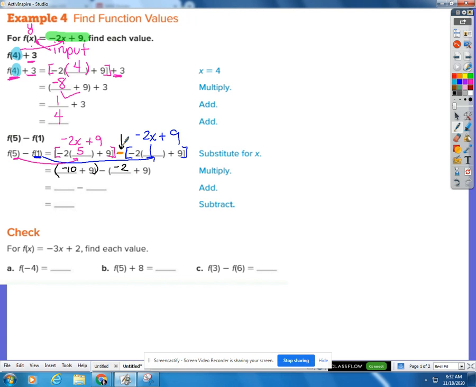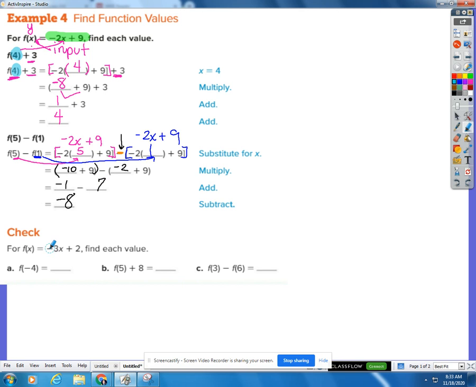So before we use that subtraction, we have to get the value of that negative 2x plus 9 when x is 1. Negative 10 plus 9 is negative 1. Negative 2 plus 9 is 7. Negative 1 minus 7 is negative 8. I owe $1. I take 7 away.